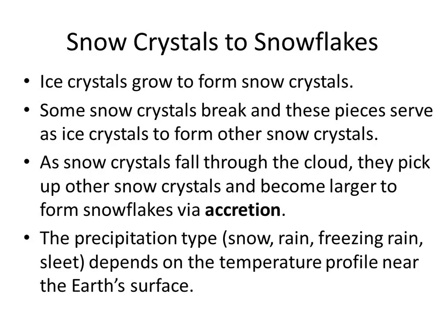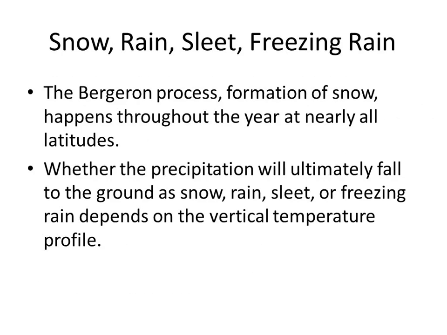The one thing I also want to get to tonight is this idea that stuff that starts out as snow may not fall to the earth as snow. Precipitation, whether it falls as snow, rain, freezing rain, or sleet, actually has to do with the temperature it runs into as it falls from the cloud. Not so surprising.